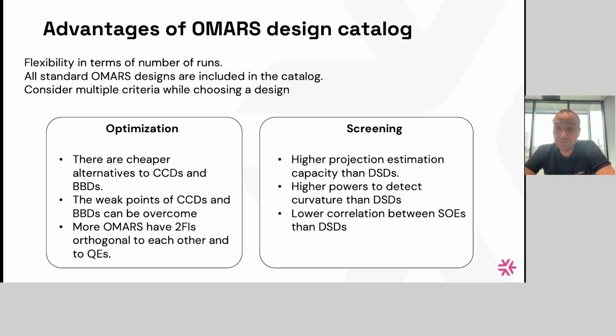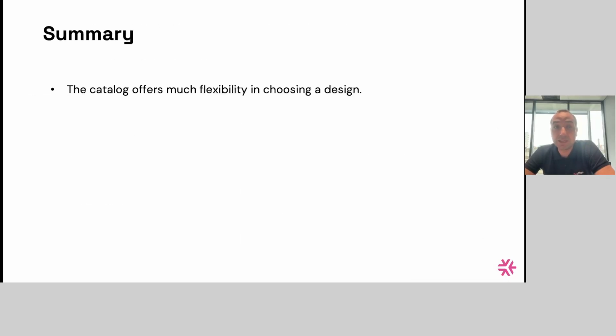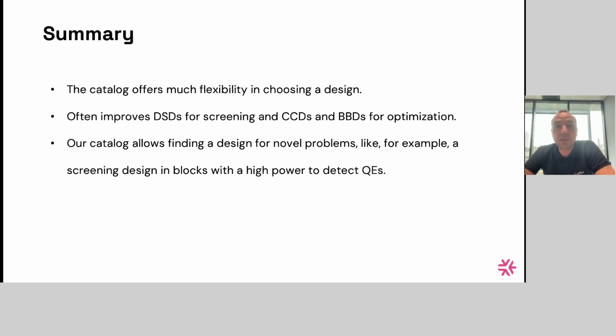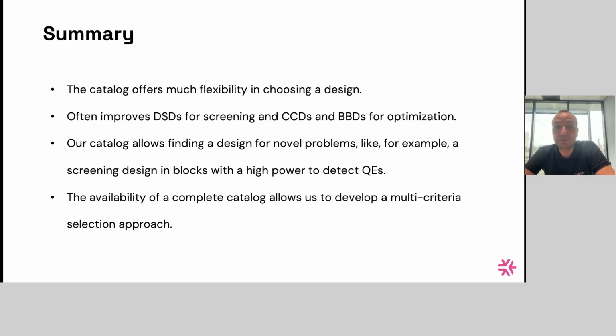For screening, there is higher projection estimation capacity than the DSDs, so you can increase substantially the possibility of doing screening and optimization at once. You have higher power to detect curvature and lower correlation between the second order effects than the DSDs. In summary, the catalog offers much flexibility in choosing a design, often improves DSDs for screening and CCDs and BBDs for optimization. And our catalog also allows finding a design for novel problems, like for example, screening design in blocks with a higher power to detect quadratic effects.